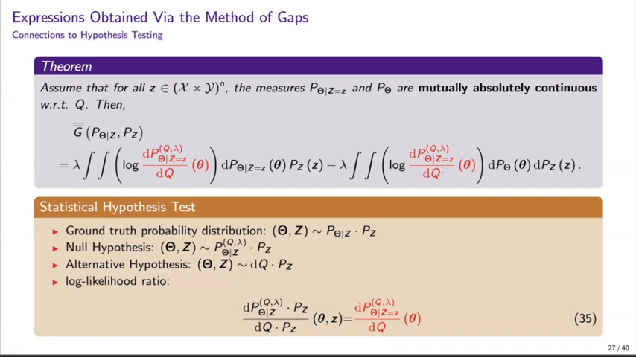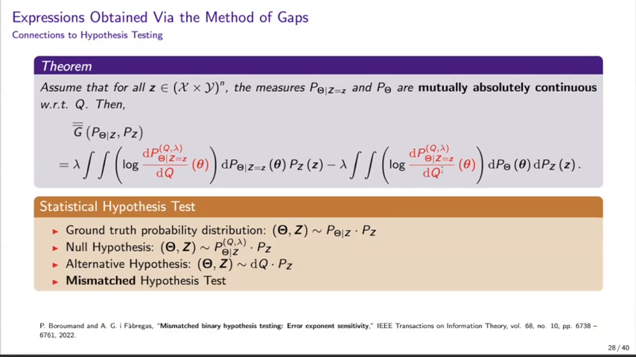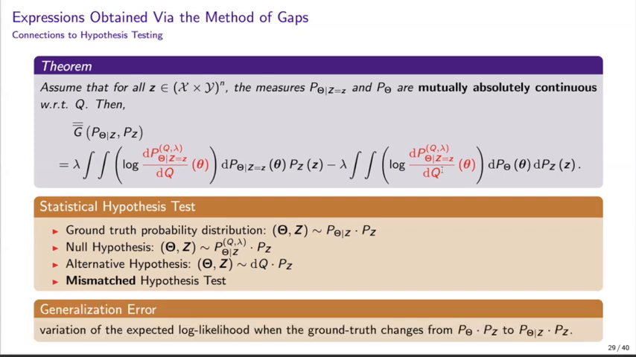So what are we left with? First of all, we need to recognize that this is a kind of weird hypothesis test because neither the null hypothesis nor the alternative hypothesis is the ground truth probability distribution. So this is a class of hypothesis tests that are called mismatch hypothesis tests and were introduced very recently by the team of Albert Guillén i Fàbregas at Cambridge University. Right. So if we continue with that, we can read that expression as follows.